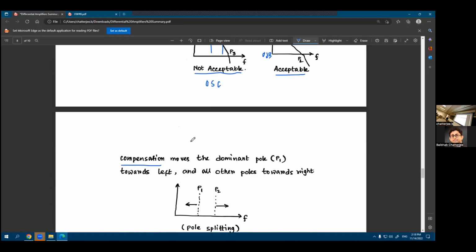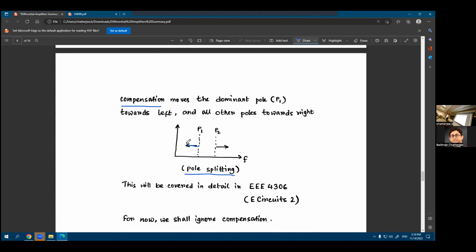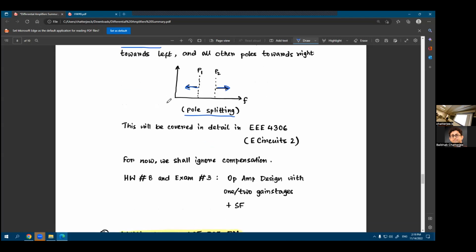Now, what compensation or pole splitting does is that it takes these two poles and pushes the left-hand side pole further towards the left and the right side pole further towards the right. So the pole at a lower frequency, it pushes to even lower frequencies, and the pole at higher frequency, it pushes to even higher frequencies. So that's why it's called splitting. You have the poles here, you try to split them apart. The low frequency one becomes more low frequency, the high frequency one becomes more high frequency. And the method by which you do that is called compensation, or sometimes Miller compensation, based on the person who did that for the first time.